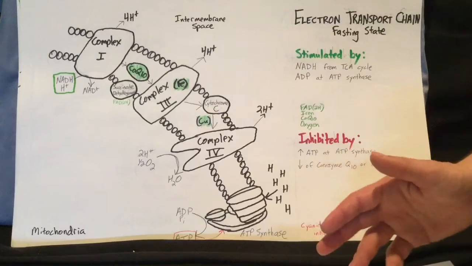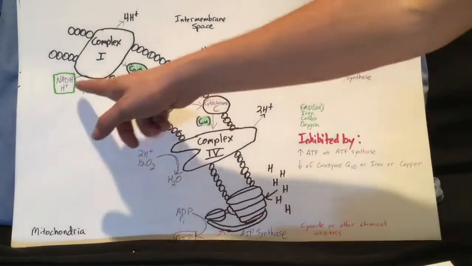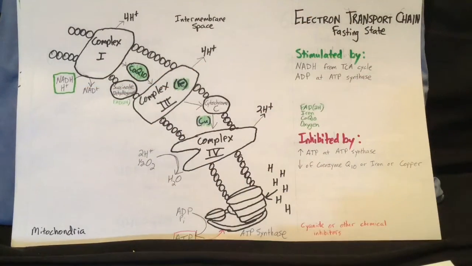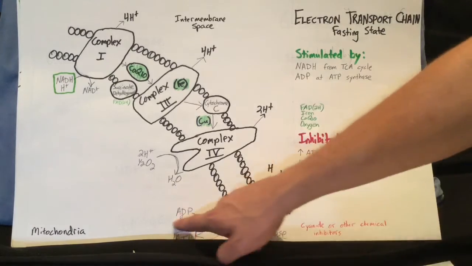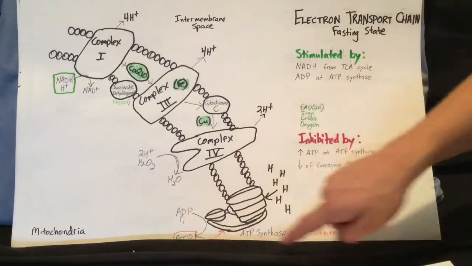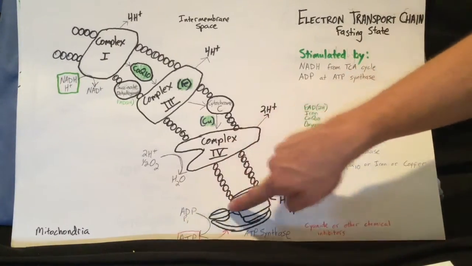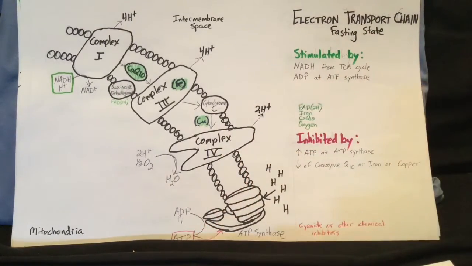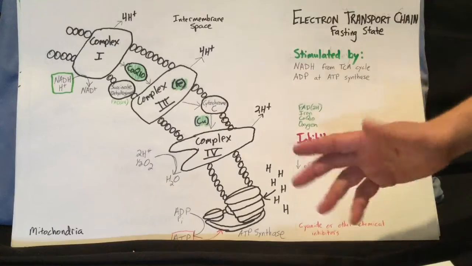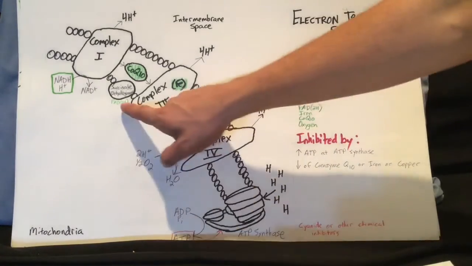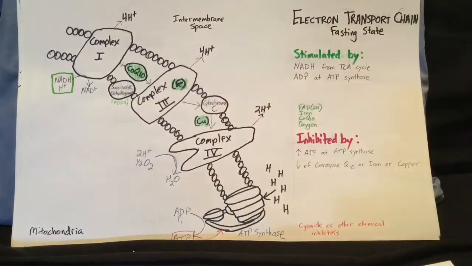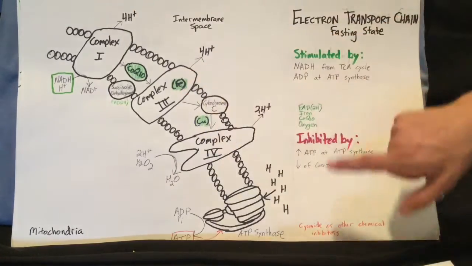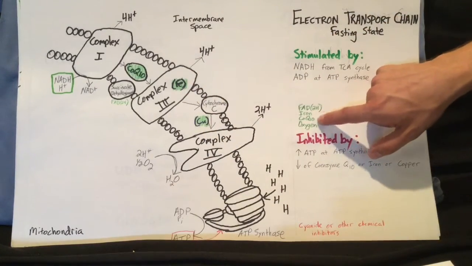So stimulation for the electron transport chain, we have NADH from the TCA cycle. We also have ADP down here. If there's a high amount of ADP, that's going to provide a lot of substrate for these hydrogen ions to come through and help create the ATP that's needed. So that's going to stimulate this process. Now, things that we need to help it along, we need FAD2H, also from the TCA cycle. We need iron in here. We also need CoQ10, very important step.